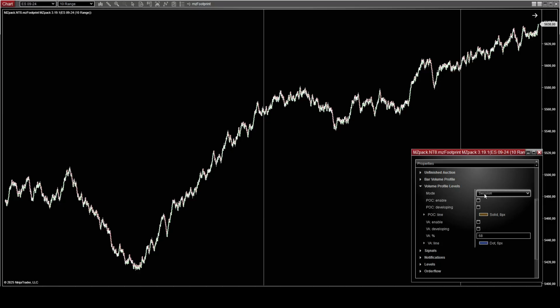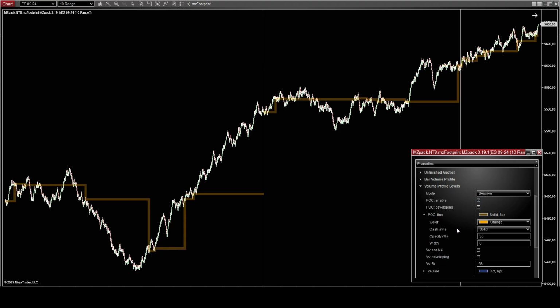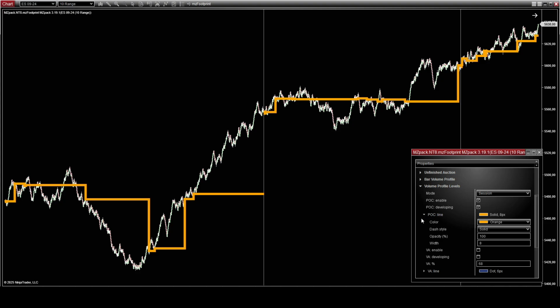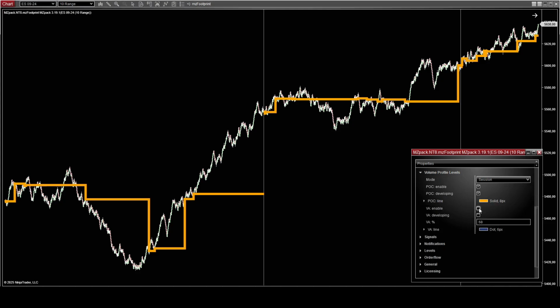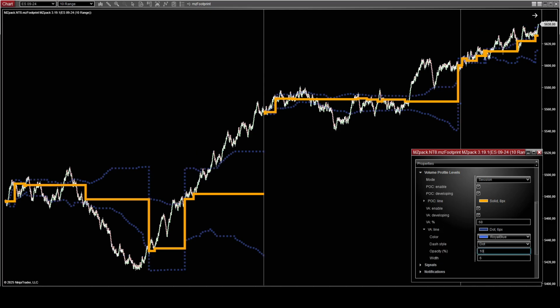Session and daily volume profiles. Profile mode, session or daily. POC, show developing point of control of volume profile. VA, show develop value area of volume profile to see how volume concentration shifts over time. Helps in spotting high liquidity zones that may act as support or resistance.